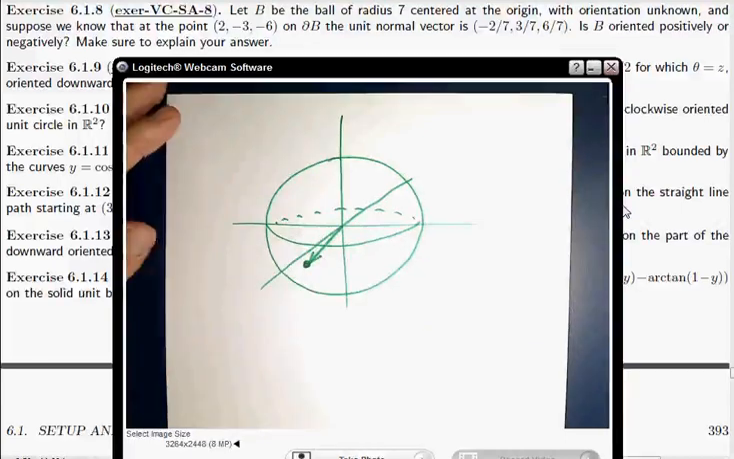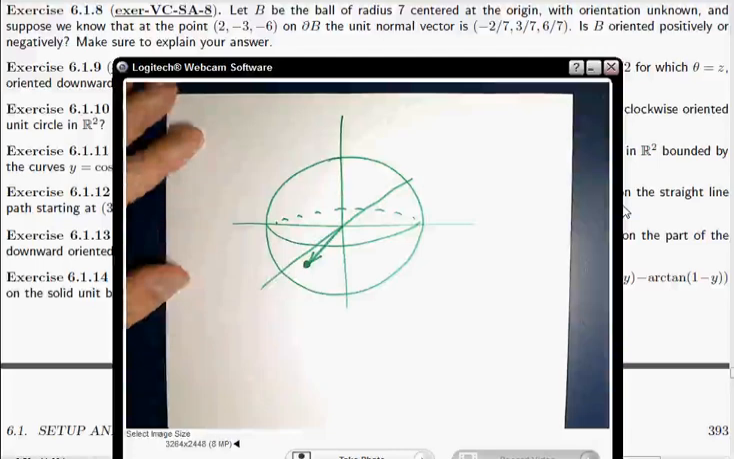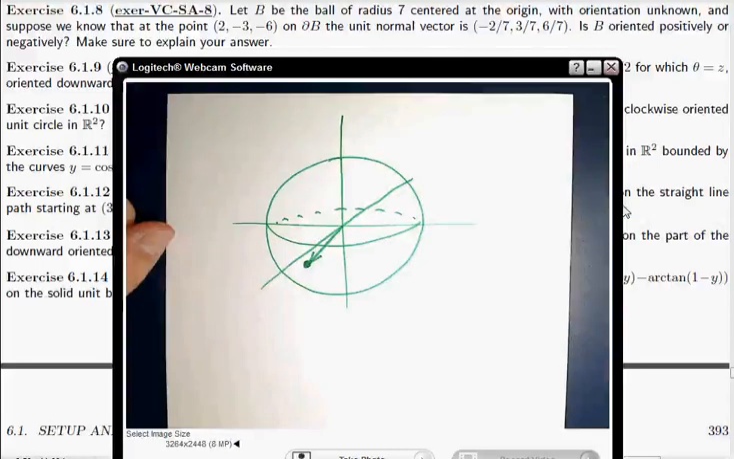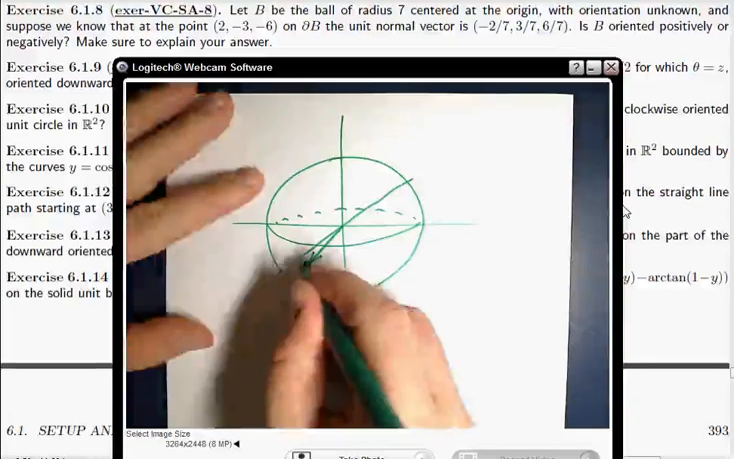Something like that. Oh, wait a second. Well, anyway, it's a point down sort of in the bottom part of the sphere. The unit normal vector is (-2/7, 3/7, 6/7). Okay, well, let's talk about this point first of all.